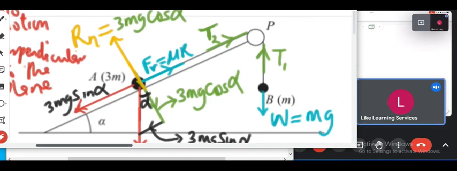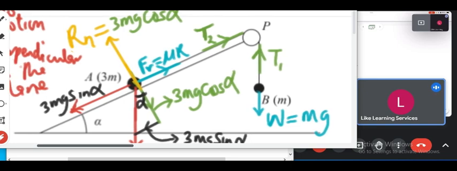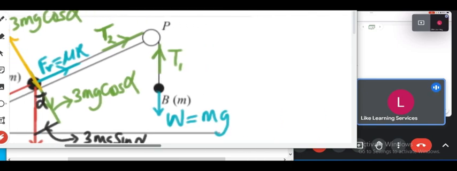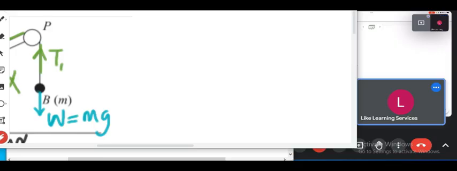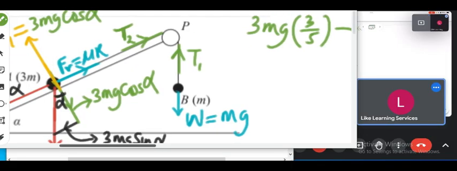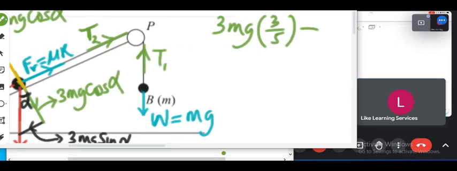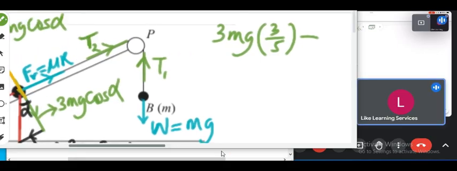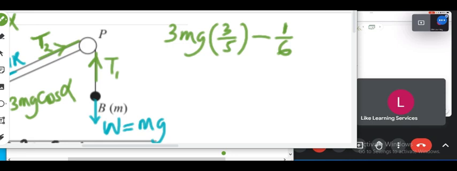So let's write the whole thing, treating all as a unit. It will be a long equation. 3mg sin alpha. What's sin alpha again? 3/5. Minus frictional force, which is mu R. Mu is 1/6, times 3mg.